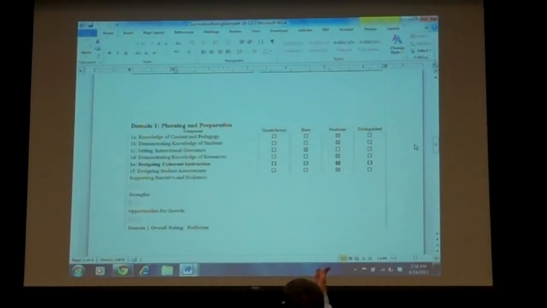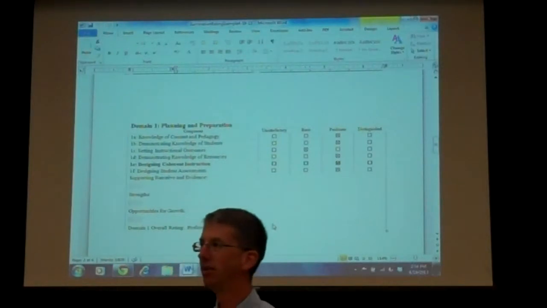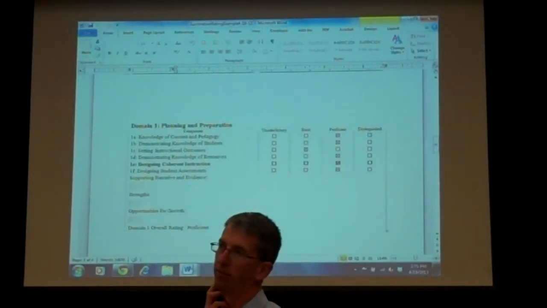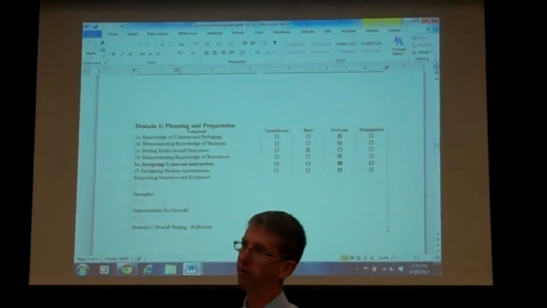Proficient, proficient, basic, proficient, proficient, proficient. Overall, your domain 1 rating would be proficient. Why is it proficient? What's it take in the domain ratings to be proficient? No more than one basic component. There you go. And no unsatisfactories. So domain 1, proficient. Okay.